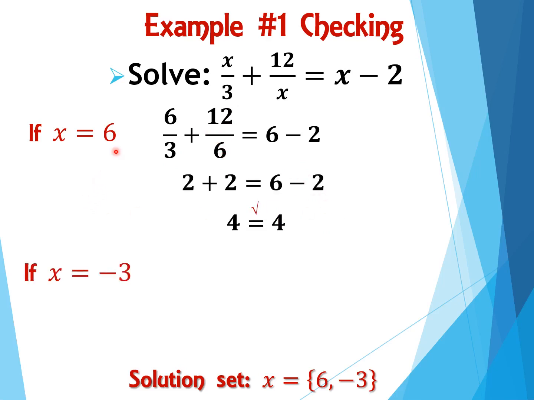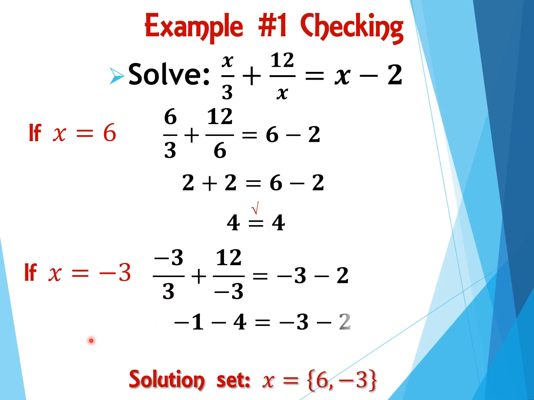Now for x is equal to negative 3, we will have negative 3 over 3, and then 12 divided by negative 3, is equal to negative 3 minus 2. So we replace all the x's by negative 3. So this will be negative 1 minus 4. And you will have negative 3 minus 2, so we will have negative 5 is equal to negative 5. So therefore, 6 and negative 3 are solutions.